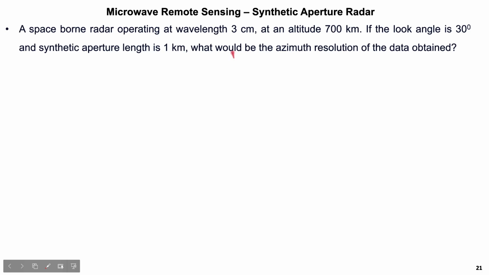Now you can calculate this azimuth resolution for this particular data. Here the synthetic aperture length is 1 kilometer. All the other parameters remain the same. So what is the azimuth resolution that is achieved? Can somebody quickly calculate?